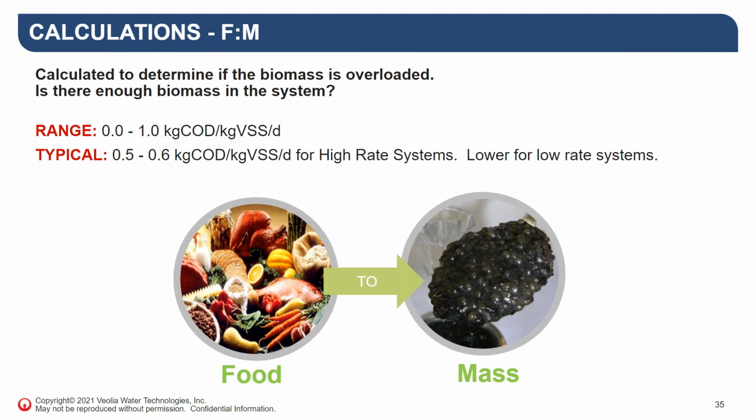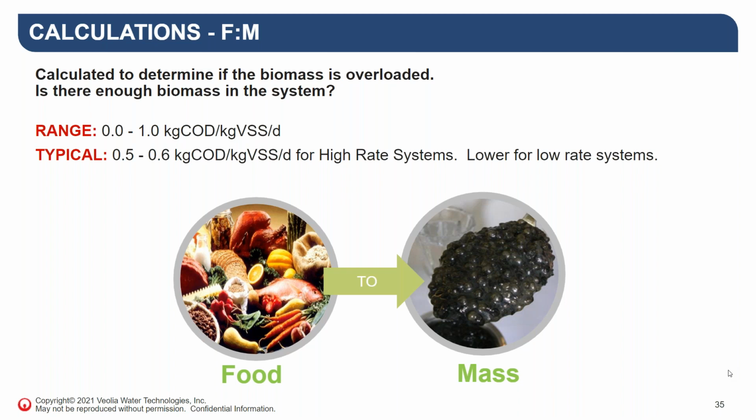Food to mass ratio. Typically, in an anaerobic high rate system, the typical F to M ratio is 0.5 to 0.6 kilograms of COD per kilogram of VSS per day can be treated in a high rate system. So that's, again, we needed to know how much sludge we had in the reactor to calculate out that F to M ratio. In high rate systems, you can run at an F to M of 0.5 in some systems.